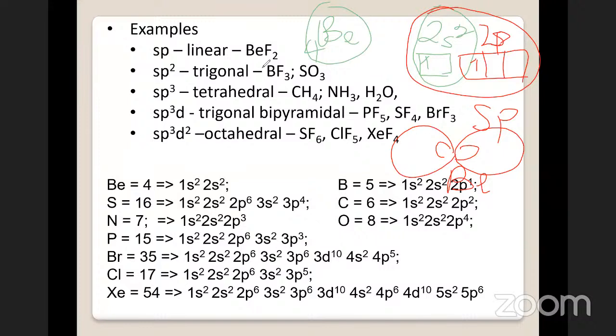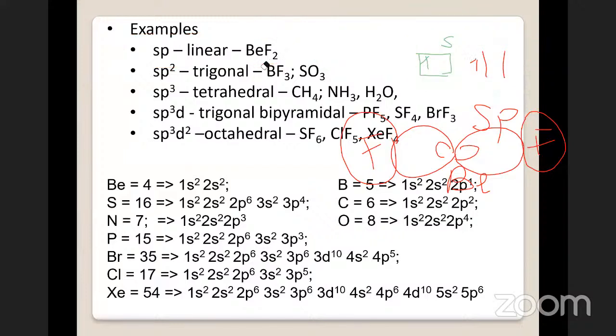Sorry, this is a beryllium, not barium. This is beryllium, and you have your fluorine attached like that. So you have fluorine attached like that, and that is why it is an sp hybridized linear molecule.